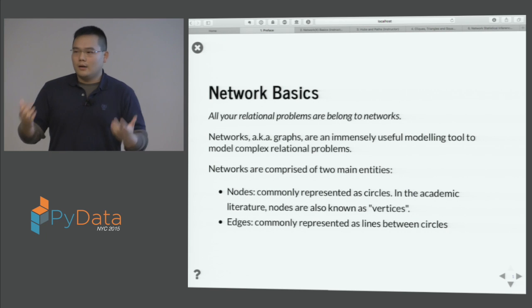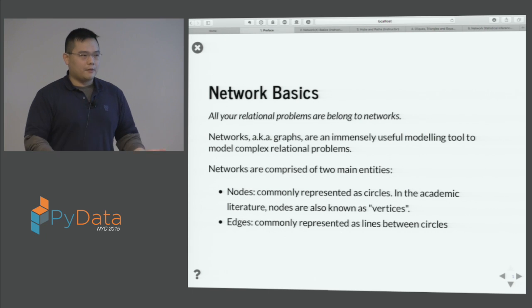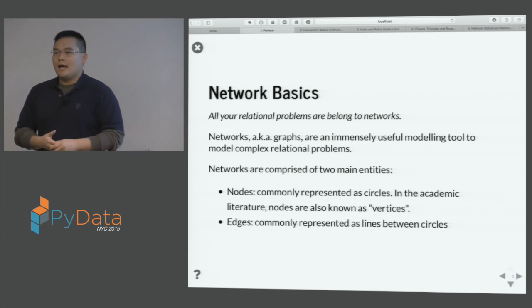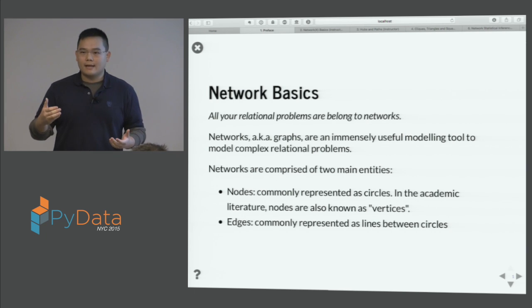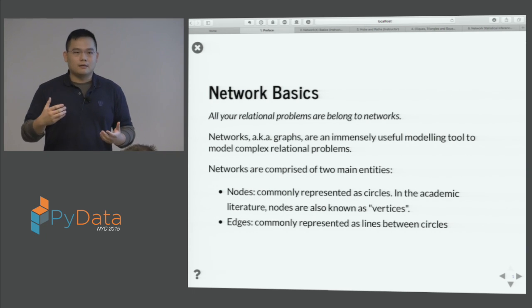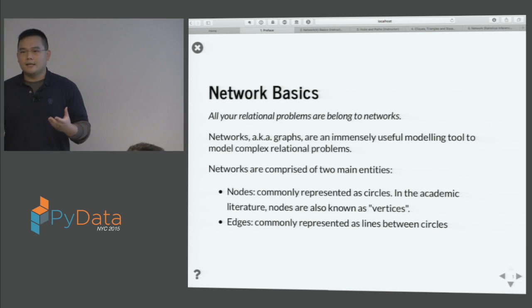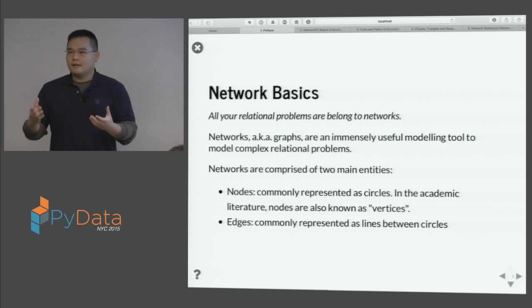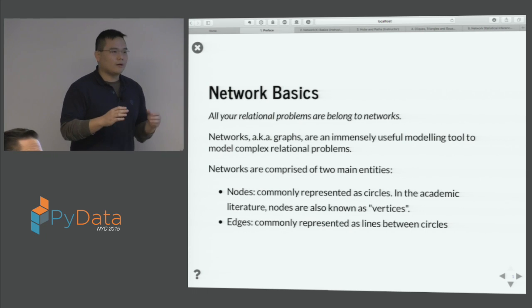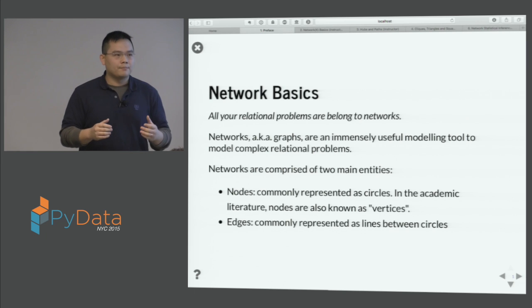So you all are here to learn about the fundamentals of network analysis. What we're going to do is go through some of the basic algorithms in network analysis, as well as things to look out for in a network. So I want to get some definitions out of the way first.